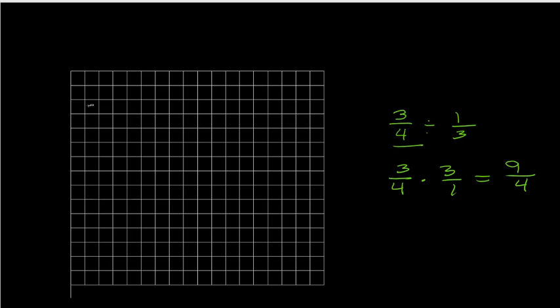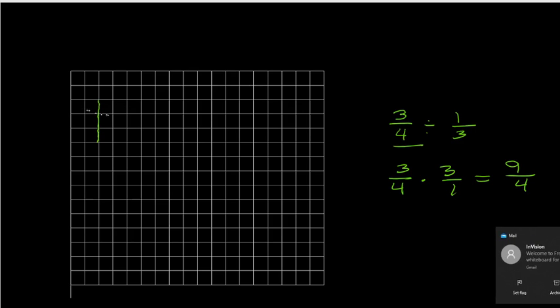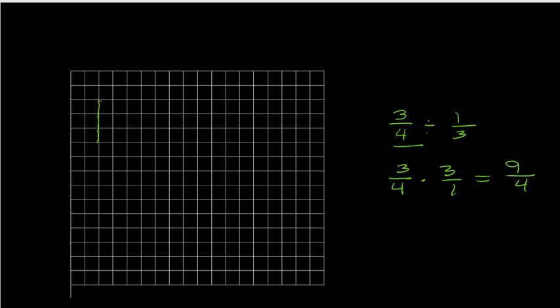So I want to just make a strip about this long, and I'm going to make it 12. 1, 2, 3, 4, 5, 6, 7, 8, 9, 10, 11, 12. So this is my strip. You can make them just 2 if you want; I just want to make them a little bit wider. So there's my strip, and I want 3/4.